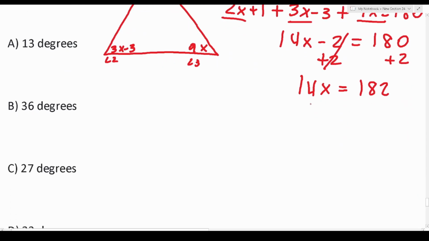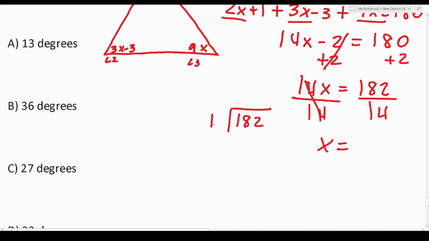All right, let's divide both sides by 14 now to get x by itself. This crosses out, leaving you with 182. X equals 182 divided by 14. Let's work that off to the side again. 182 divided by 14. All right, let's think about how we can estimate this to figure out what 182 divided by 14 is very quickly.